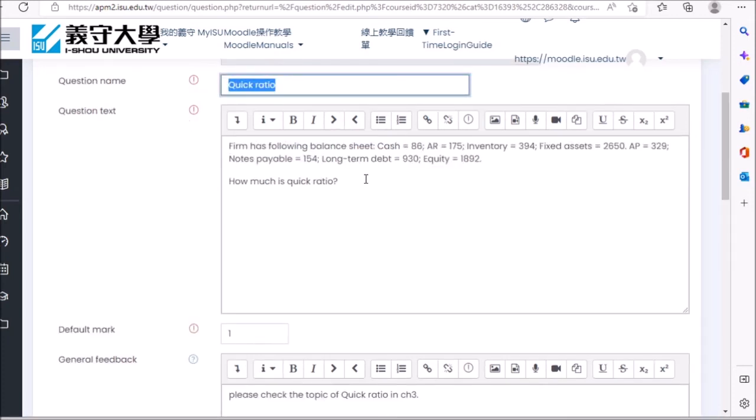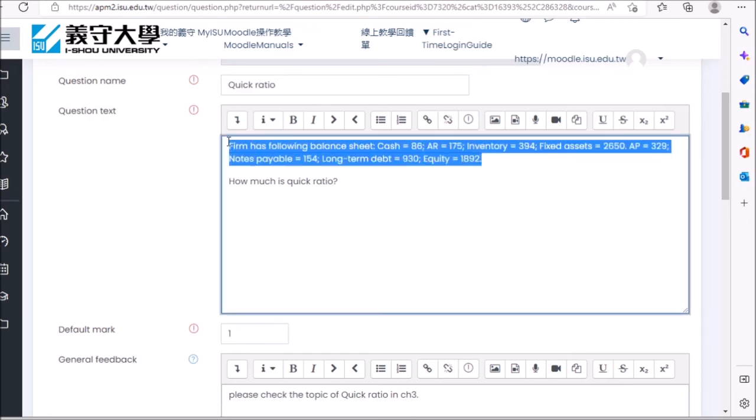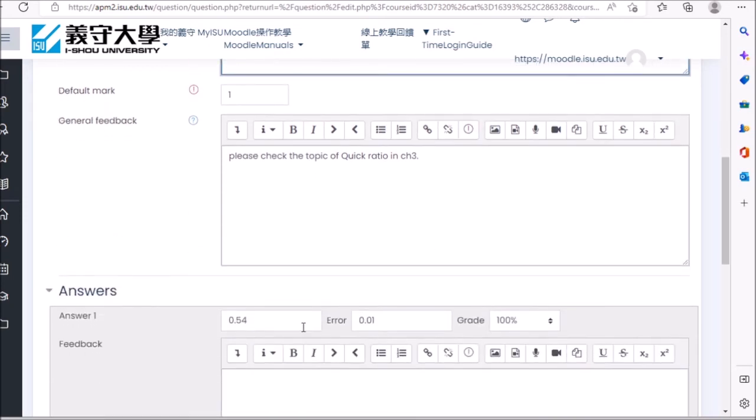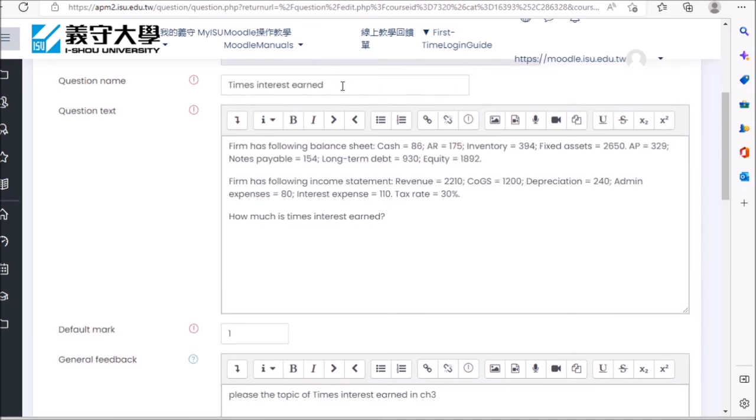Quick ratio, remember, is the ratio of current assets minus the inventory over current liabilities. You get all the necessary information here. That's the details of the balance sheet. The ratio is 0.54.